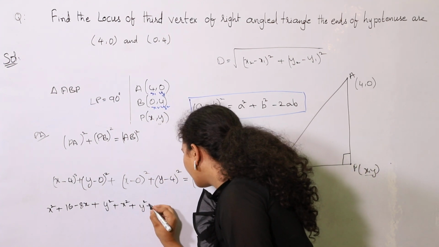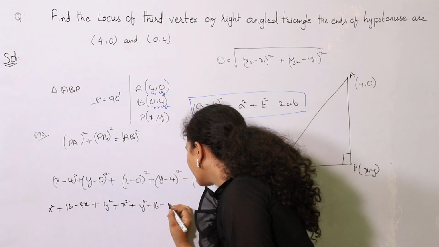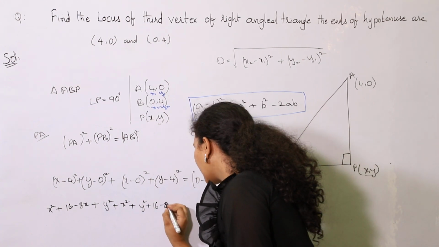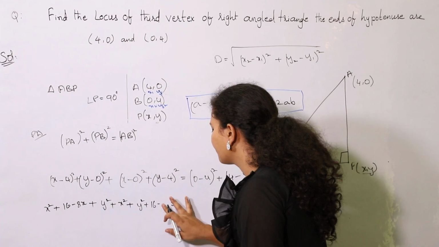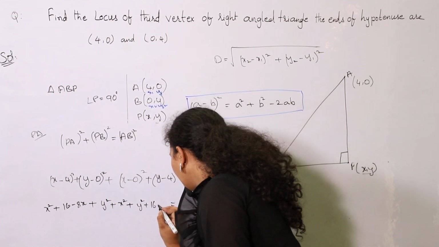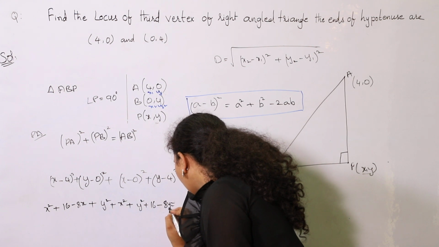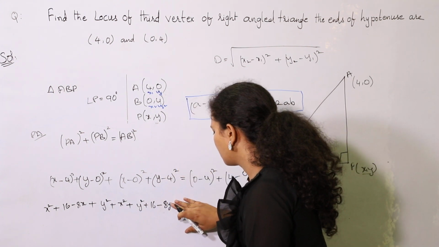So y square plus 16 minus 2 into this gives 8y. Clear? How did I get 8y? Where 2 into 4 is 8, 8 into y is 8y. Okay guys.